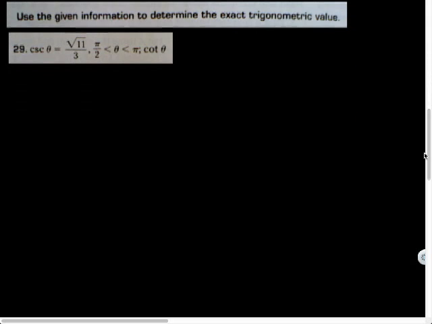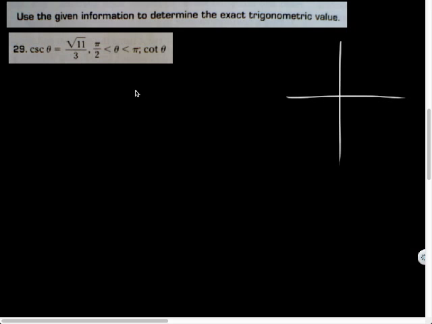So let's see. Now here is the reason we showed up to this fight. It says, use the given information to determine the exact trigonometric value. So it says, if cosecant theta is the square root of 11 thirds, find the value of cotan theta. But then they also specified that they wanted theta to be between those numbers. Aha.